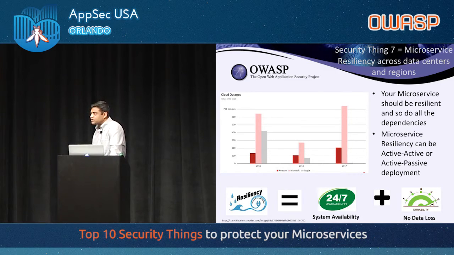What you need to do is create resilient microservices, right? Because again, this is in the availability domain of security. By resiliency, I mean a summation of system availability and data loss. System availability means, if I want to use your microservice, will it be available? And if it is available, will my data be lost anytime? So when you talk about resiliency, you talk about system availability and no data loss.